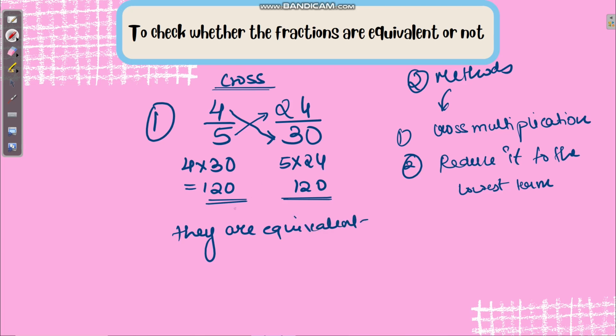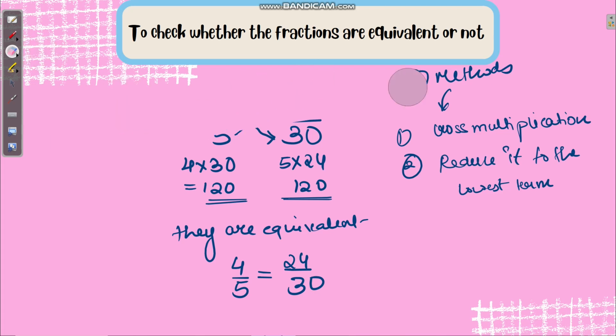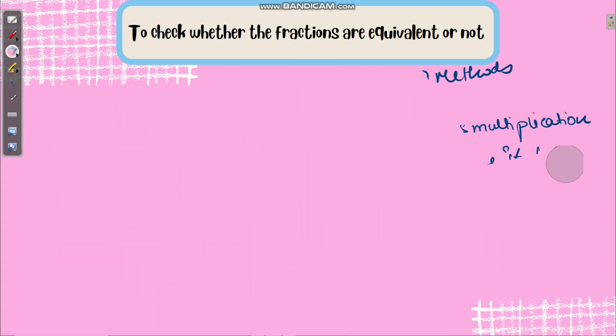But if you get different answers, for example, on the left hand side you get 120, on the right hand side you get 130, then they are not equivalent. So you can write them like this: 4 by 5 is equivalent, that means they're equal to 24 by 30. This is method number 1, that is cross multiplication method. So I'll solve one more question, you'll understand better.